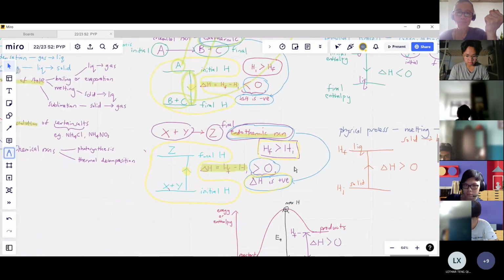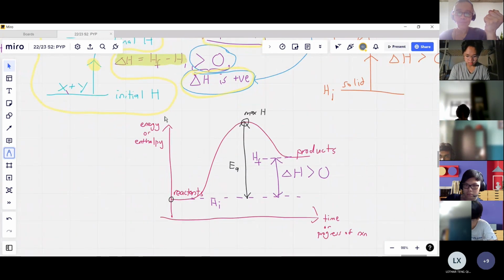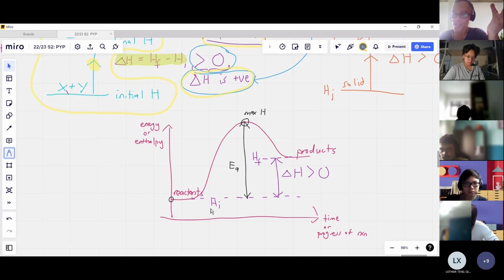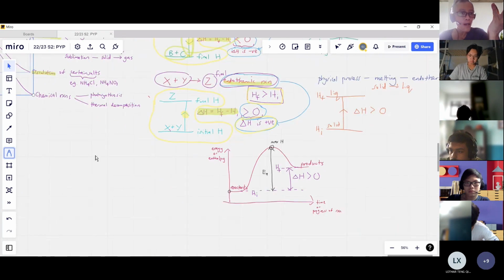Likewise, this is the version for an endothermic reaction. Same thing, the y-axis is still the same, the x-axis is still time, except the curve now looks different. Again, label this difference between the final line and the initial line, which gives you delta H. The difference between the maximum point and the initial H gives you the activation energy. Make sure you label all this correctly and you get your full marks for the energy level diagram.